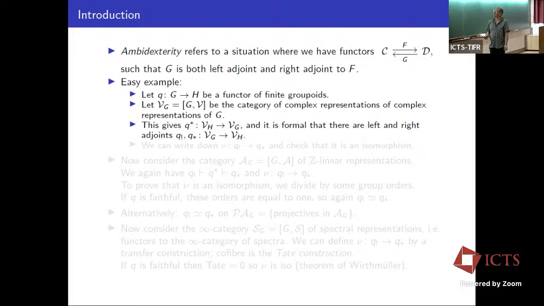Now if you've got this Q, it gives you a functor from representations of H to representations of G, just pulling back along Q: composition with Q gives you a functor like that. It's very formal that you've got left and right adjoints to this. The existence of left and right adjoints is usually not a big deal; you just have to have enough limits and colimits in the relevant categories. So it's pretty formal that you've got both a left adjoint and a right adjoint. It's less formal that there's a morphism between them, so we'll spend a little while later explaining why there's a morphism from the left adjoint to the right adjoint.